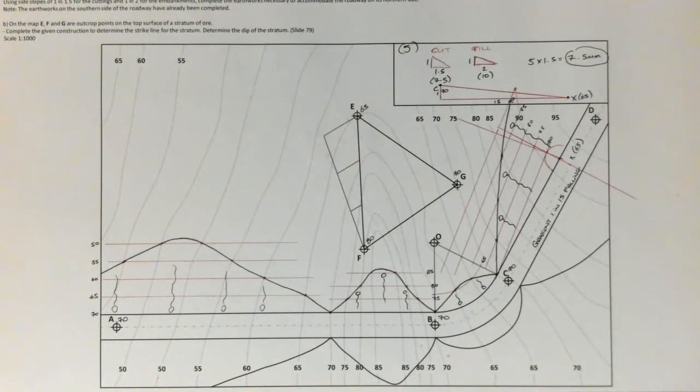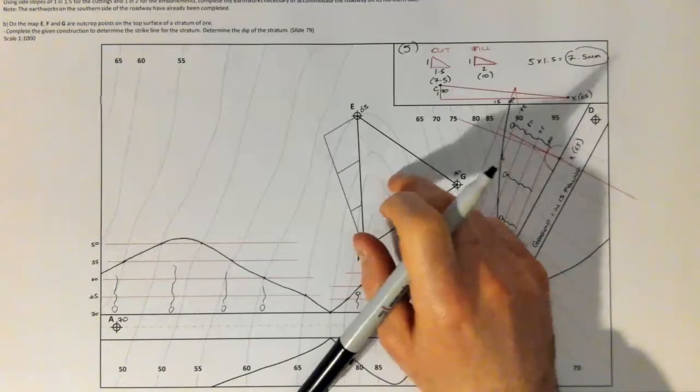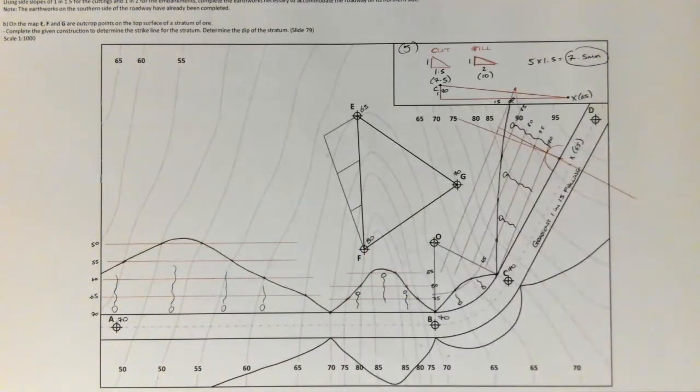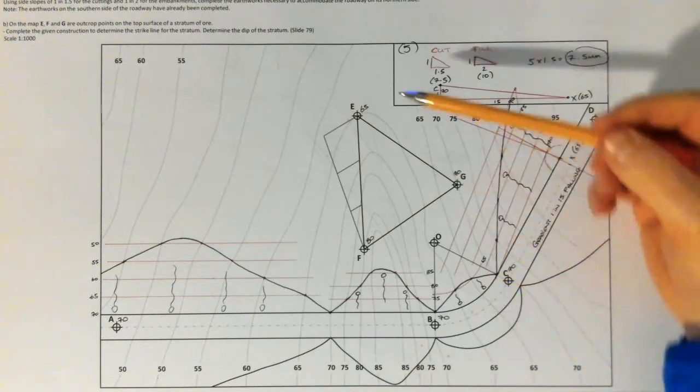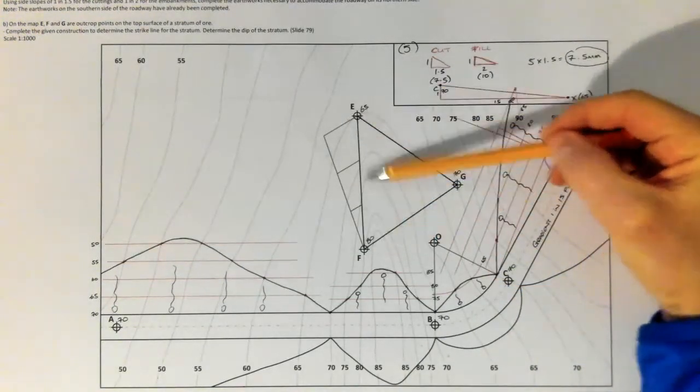It says complete the given construction to determine the strike line, which is always going to be in plan, which we have here, for the stratum, and determine the dip of the stratum, so we want to get the inclination of that head wall ore, so we do. Now, what they haven't done here, and there's two ways you could do it, and David actually broken it up nice for us here. It's just whether or not you could actually recognize this.